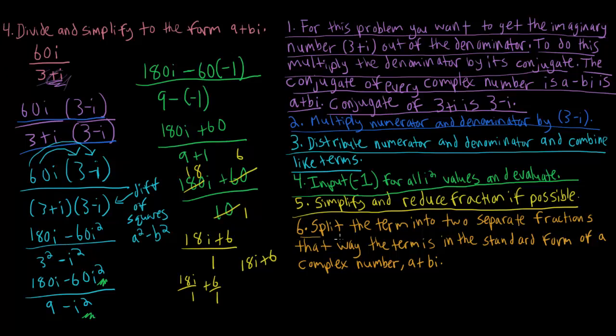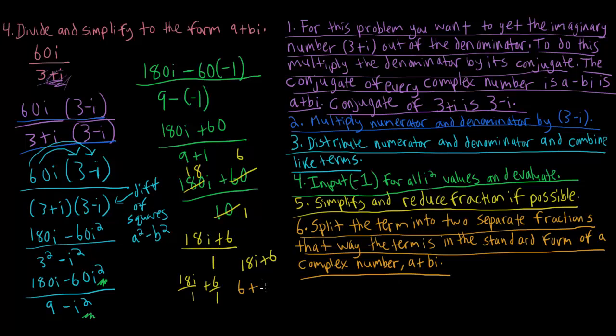And again, with step 6, we're splitting the term into two separate fractions. That way the term's in the standard form of a complex number, a plus bi. So we want the i term to the right. So we can just rewrite it as 6 plus 18i. And then 6 is our a term, and then 18i is our b term. And that's our answer, 6 plus 18i.